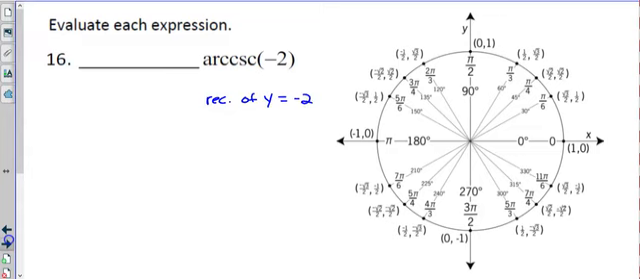So just think about that in your head. What is the reciprocal of negative 2? Well, negative 2 is the same as negative 2 over 1. Flip-flop that, and you end up with negative 1 over 2. So you are looking for, on the unit circle, where is your y value negative 1/2? It's going to happen in two places, right here and right here. So your two answers are 210 and 330.